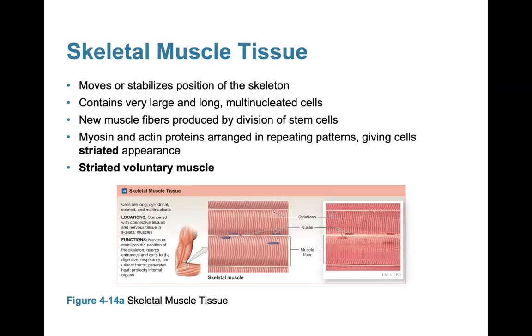So looking at skeletal muscle fibers, these move or stabilize the position of the skeleton. They contain very large and long multinucleated cells. New muscle fibers are produced by the division of stem cells. Myosin and actin proteins are arranged in repeating patterns, giving the cells a striated appearance. Striated means it has those striations or lines that you can visibly see. And again, this is a voluntary muscle. This is the muscle that is going to involve all movements that you can physically move consciously.